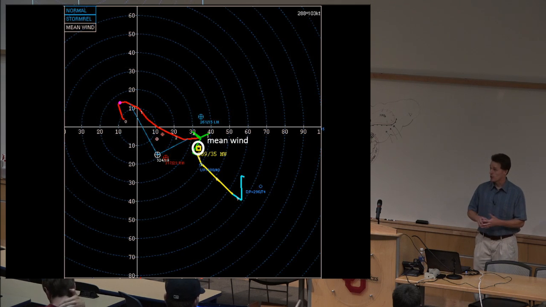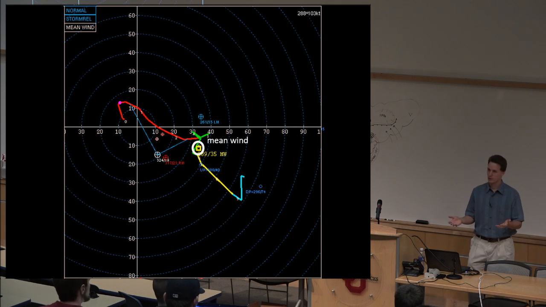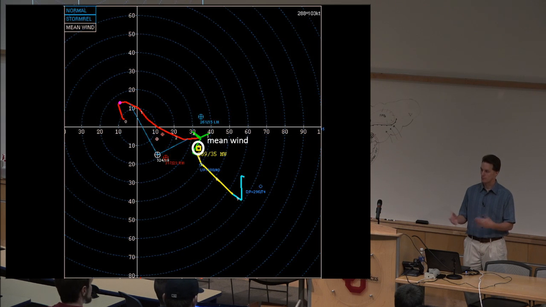Okay, so let's look. The mean wind is marked on this hodograph, so that's the motion of the initial updraft before we have any propagation. There's no rotation involved.